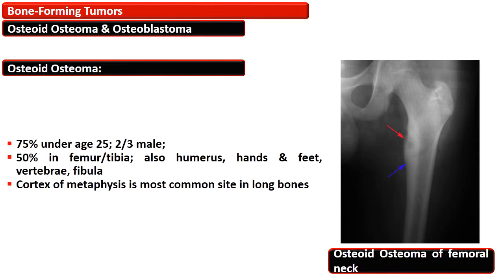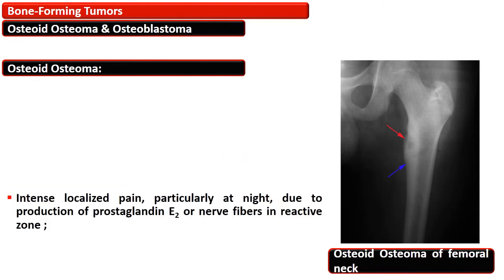75% of the patients are under the age of 25 years, and 2/3 of these patients are male. 50% of the cases are recorded in the femur and tibia. The other sites are humerus, hands and feet, vertebrae and fibula. The cortex of the metaphysis is the most common site in long bones.